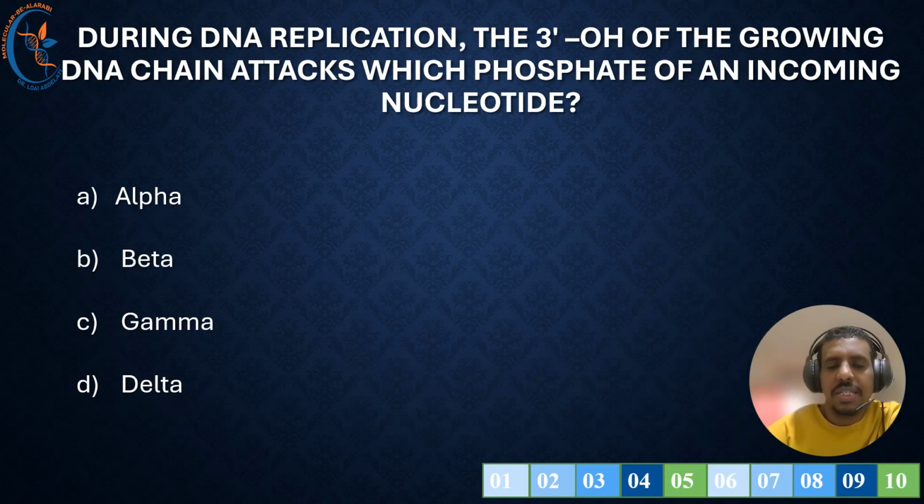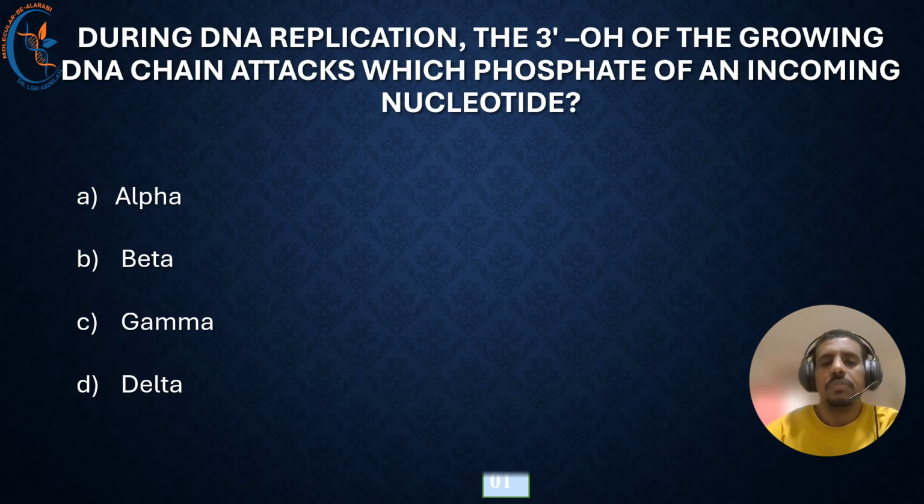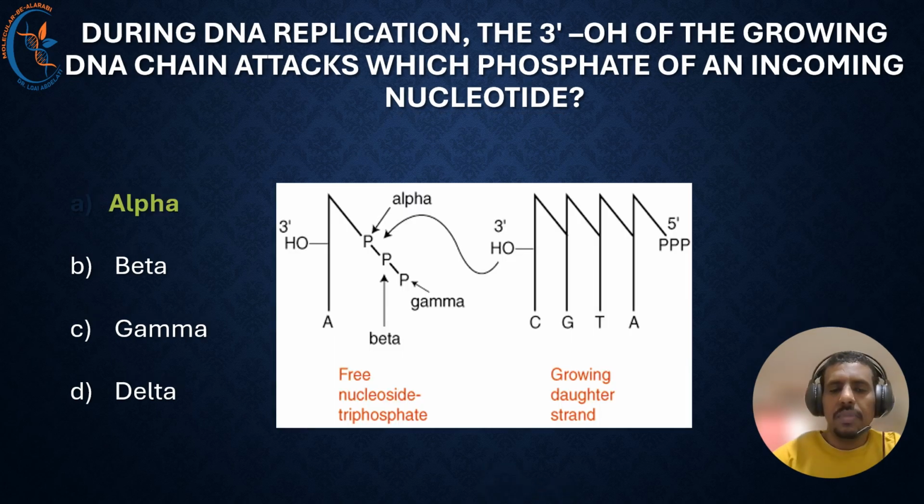Okay, the next question is, during DNA replication, the 3' hydroxyl of the growing DNA chain attacks which phosphate of the incoming nucleotide? Alpha, beta, gamma, or delta? The correct answer is alpha.